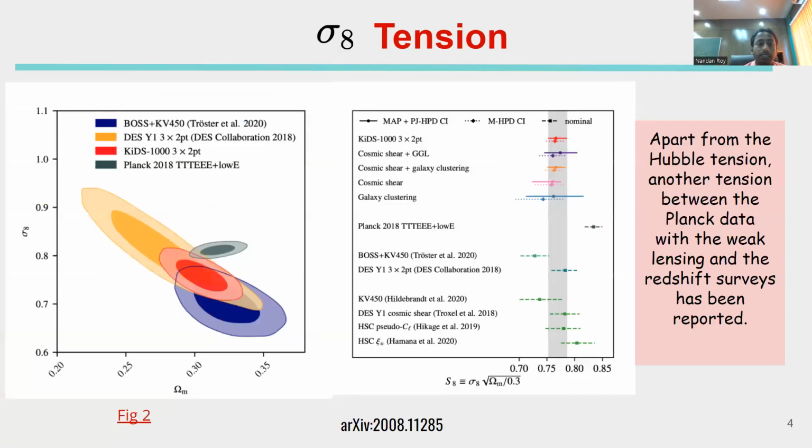Similar to the Hubble tension, there is another tension in the measurement of sigma 8, in which the measurement from the Planck data is in tension with the weak lensing data and the DES survey data. This tension is not as big as the Hubble tension, but it is statistically significant. All these things inspire cosmologists to think beyond the lambda CDM model to explain dark energy.